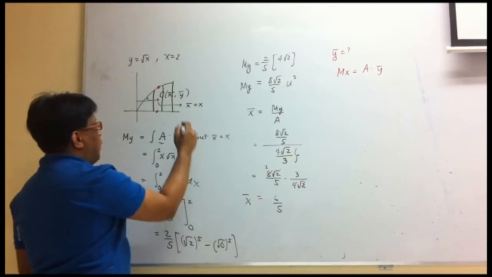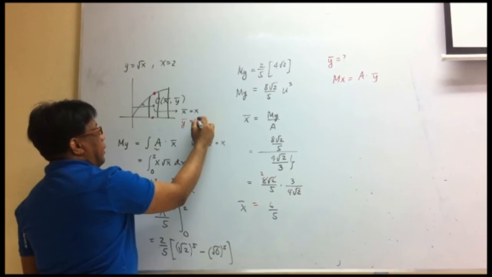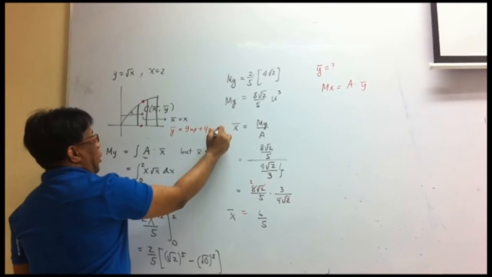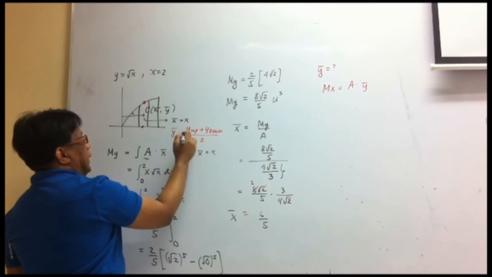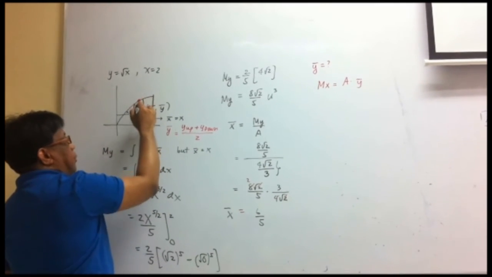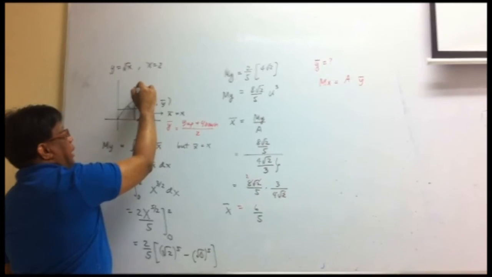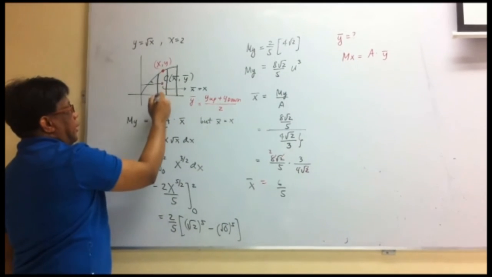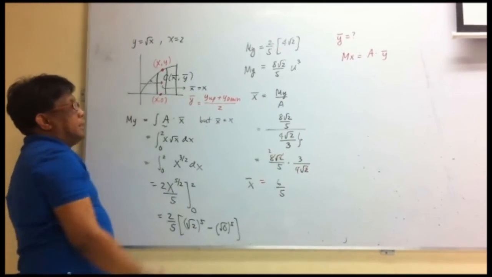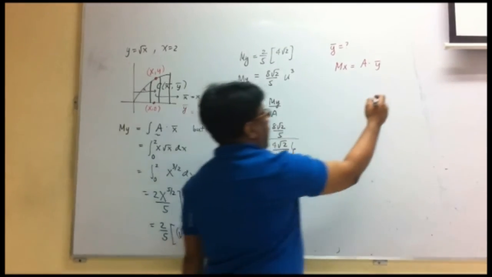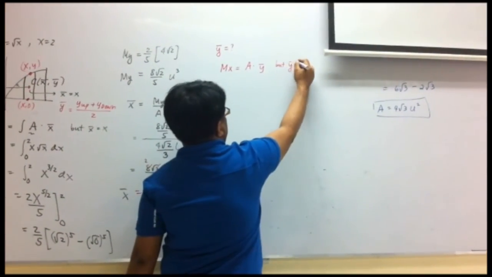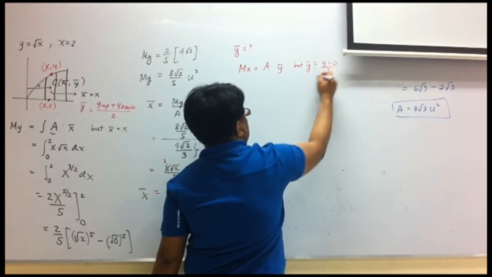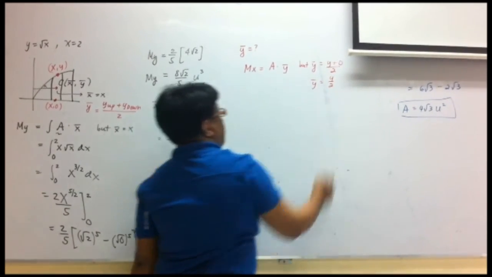So for bar y, we have y up plus y down over 2. Let us determine the endpoints. We have x, y for the endpoint of the rectangle, and the other will be x, 0. So what is then bar y? It is y up, that is y, plus y down, which is 0, over 2. So bar y now is y over 2.